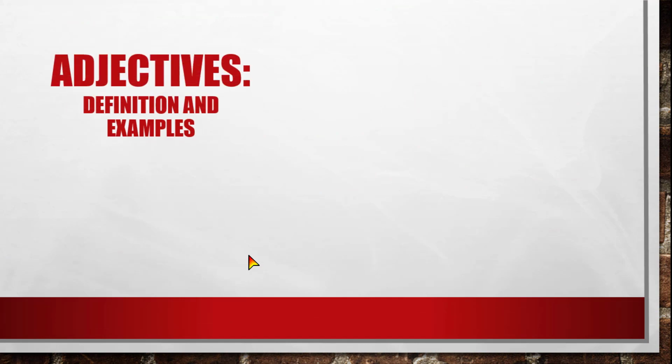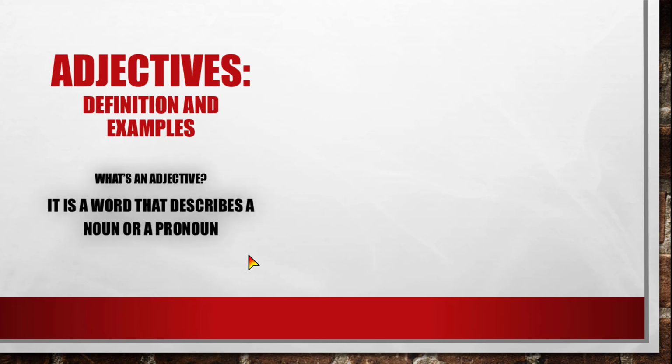So we start with the definition and some examples of adjectives. So what is an adjective? An adjective is a word that describes a noun or a pronoun. A word that describes places, people, or things.